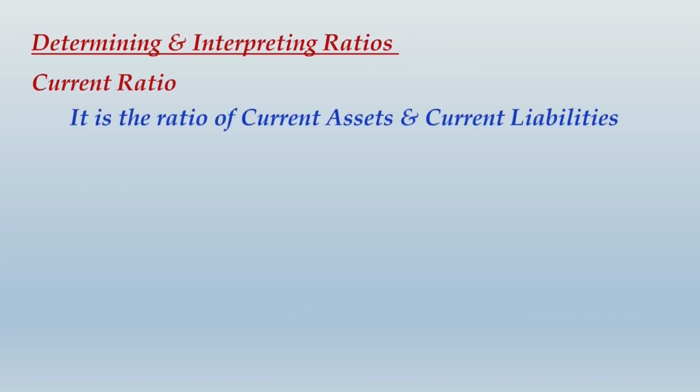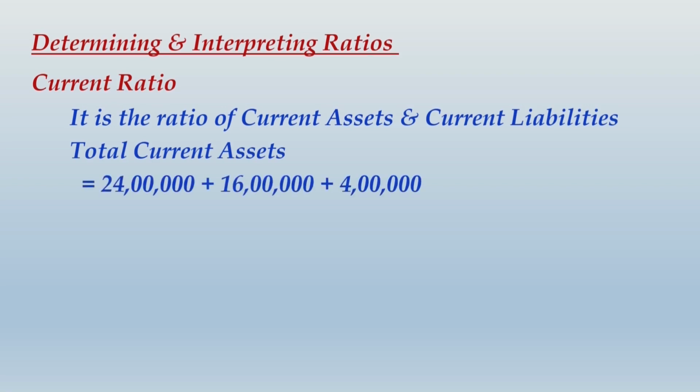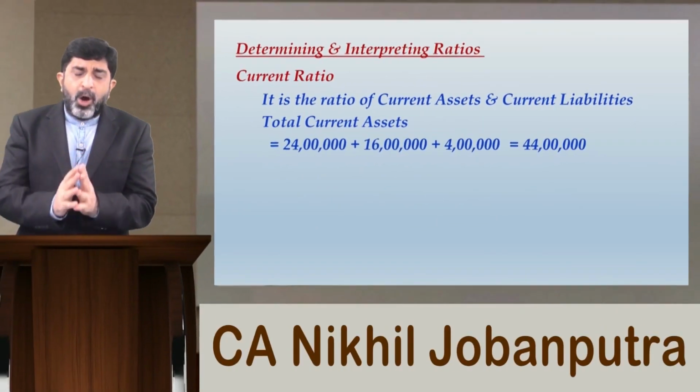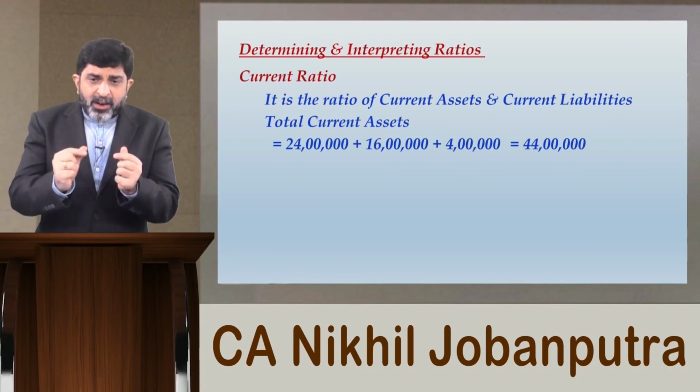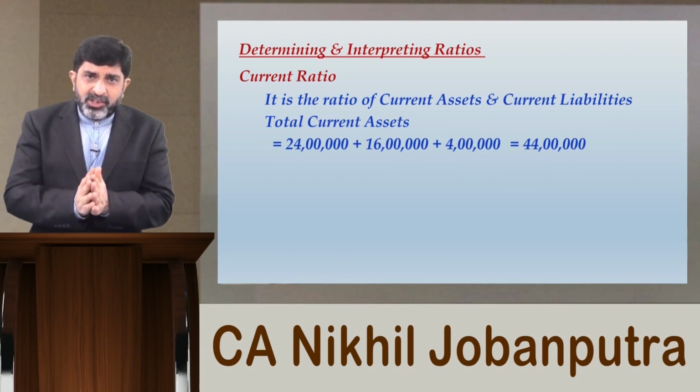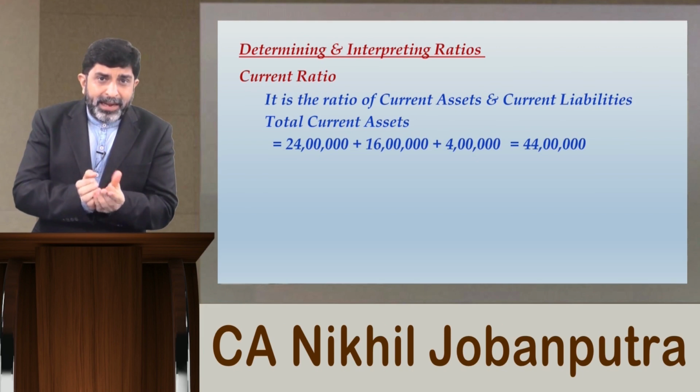So, current ratio, it is a ratio of current assets and current liabilities. Total current assets in our case will be 24 lakh plus 16 lakh plus 4 lakhs. That will be 44 lakhs. Now, one moment. You people might be now wondering that we are not finding these figures in the balance sheet. From where did sir get these values?